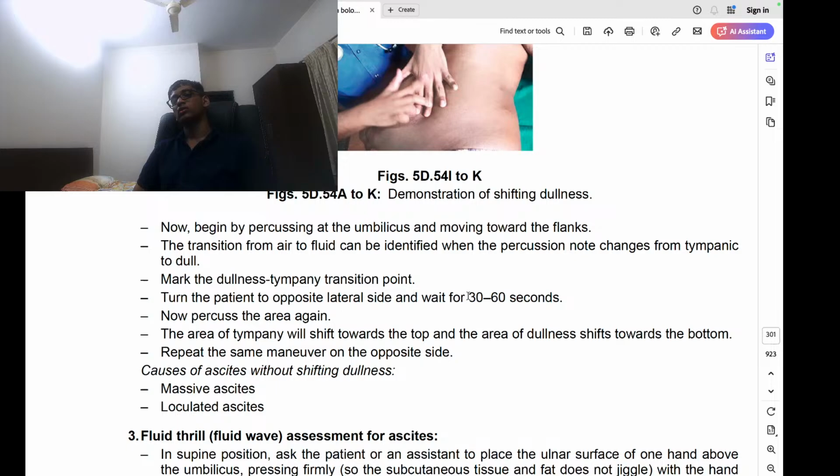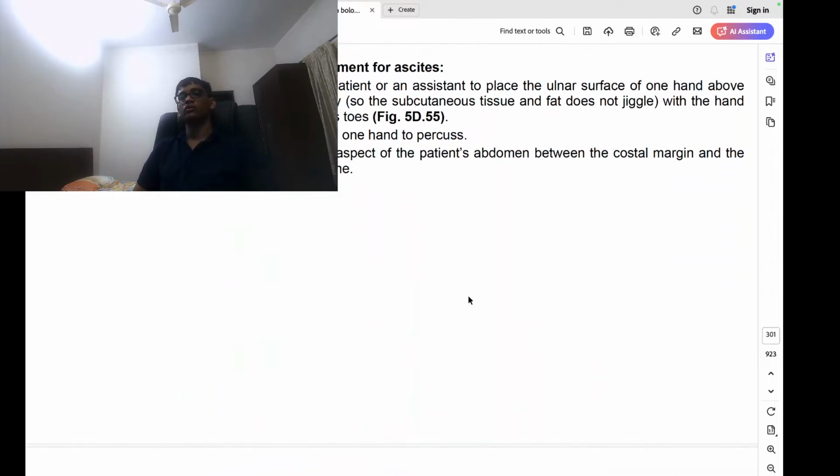So, causes of ascites without shifting dullness. There is ascites, there is no shifting dullness. It is massive ascites and loculated ascites. So if there is a lot of ascites, there will be no shifting dullness. Then you have fluid wave assessment for ascites.